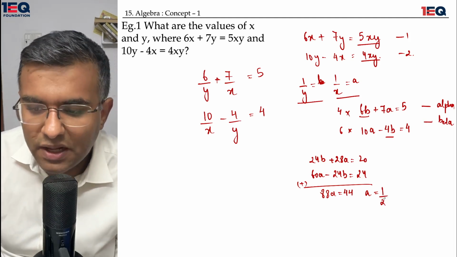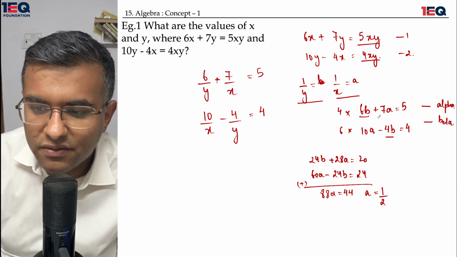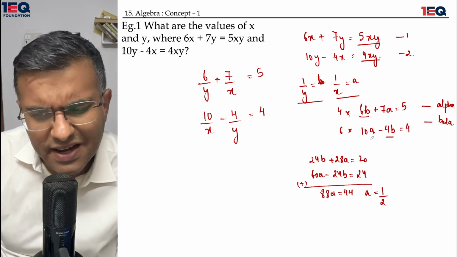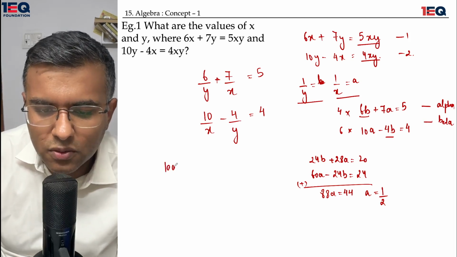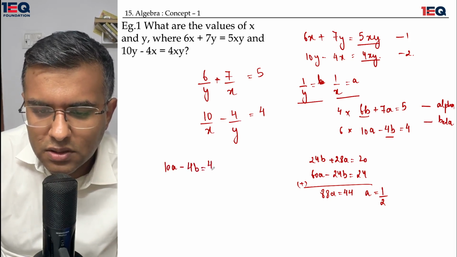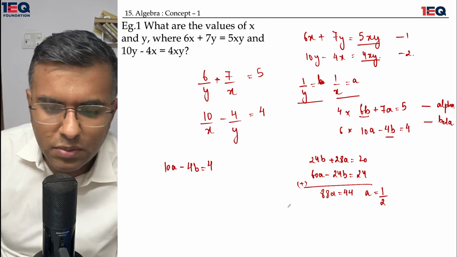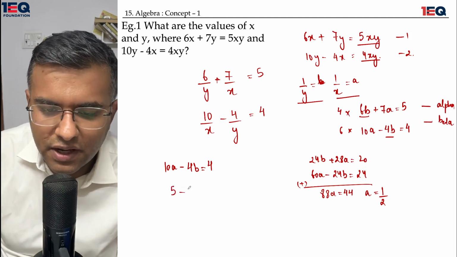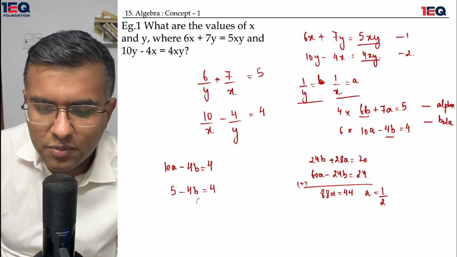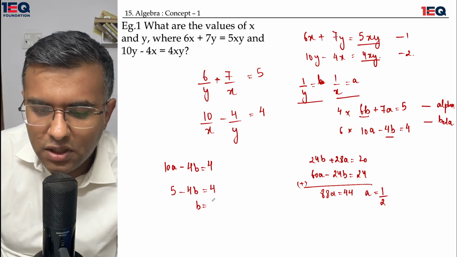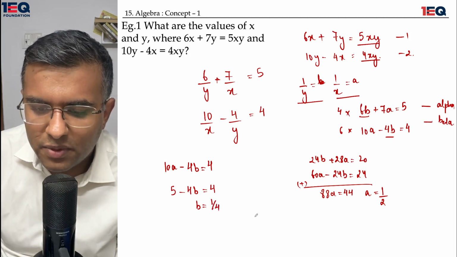I'll take the same value of a being equal to half in the second equation, or the beta equation. How would I do that? I know that 10a minus 4b is equal to 4. A being equal to half, I can say that 5 minus 4b is equal to 4. From here, I can get the value of b being equal to 1 by 4.